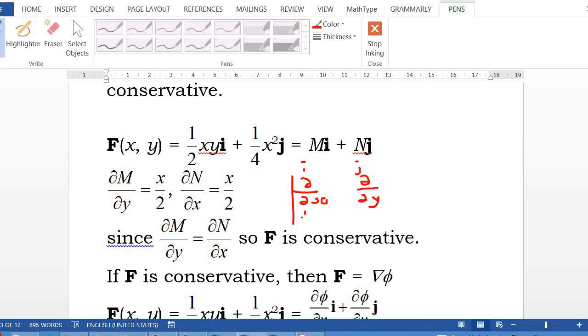So ∂/∂x, you have component i here is 1/2 xy, component j is 1/4 x squared. That's why, ∂/∂x of 1/4 x squared, you have 1/2 x. ∂/∂y of 1/2 xy, you have 1/2 x. Since ∂M/∂y equals ∂N/∂x, hence F is conservative. And you find it, you get the 0 vector.